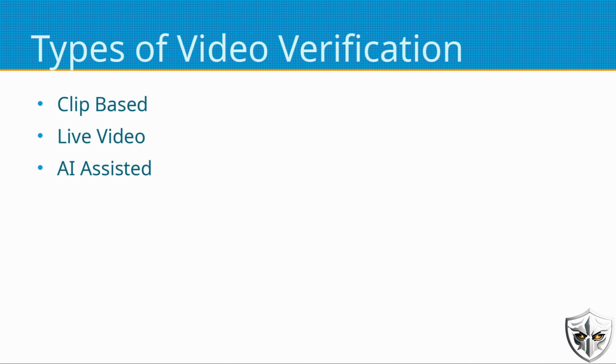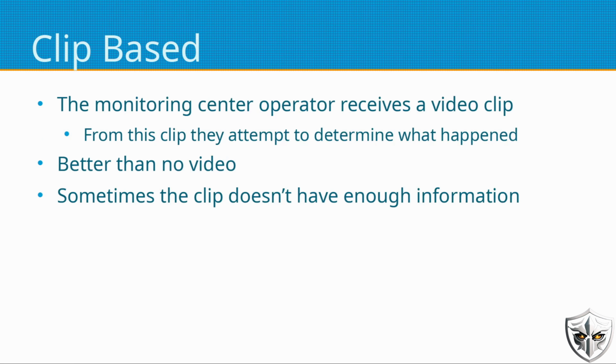So there's a couple different ways that we can do video verification. Clip-based, which is where when the alarm goes off, it sends a clip from the cameras of whatever happened. Live video is also great. In that case, the operator can see not only what has happened, but what's going on currently. And the third one is AI assisted. So we talk about clip-based.